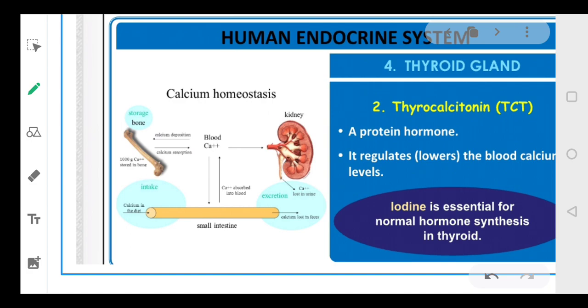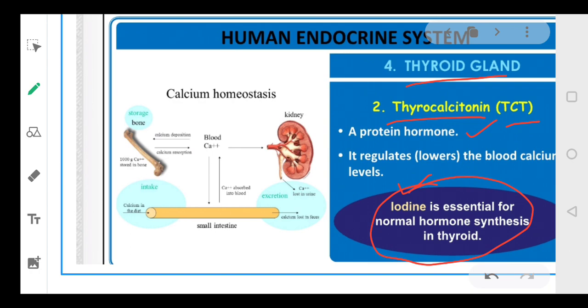The next hormone that is produced from the thyroid gland is thyrocalcitonin, that is called TCT. Now dear students, it's a protein hormone. And see, for all these hormones which are produced by the thyroid gland, iodine is required. Like T3, T4 and TCT, the production of all these hormones requires iodine.